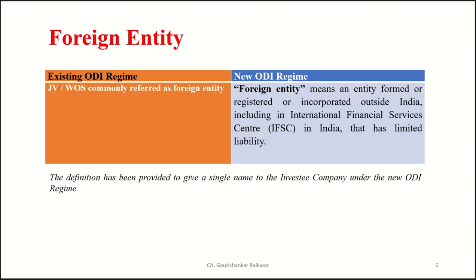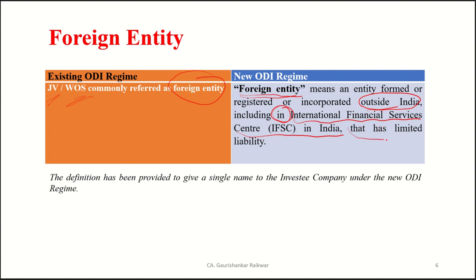Then foreign entity. As we have discussed, in the existing old ODI regime, there was a concept of joint venture and wholly owned subsidiary, and they were commonly referred to as foreign entity. However, in the new ODI regime, there is a concept introduced. Now the definition has been given for foreign entity. It means an entity formed, registered or incorporated outside India, including in international financial service centre in India, that is Gift City Gandhinagar; then they are the foreign entity.